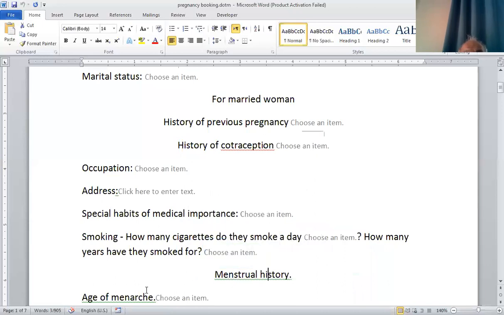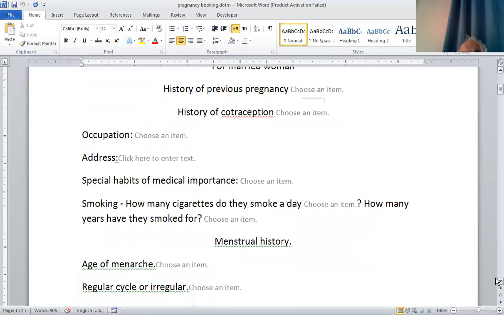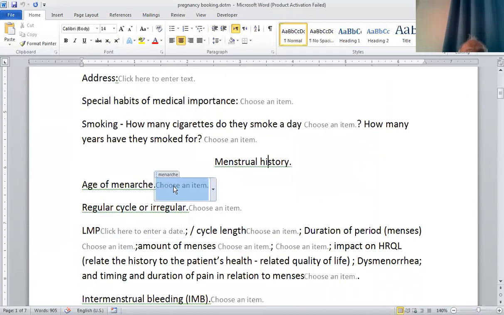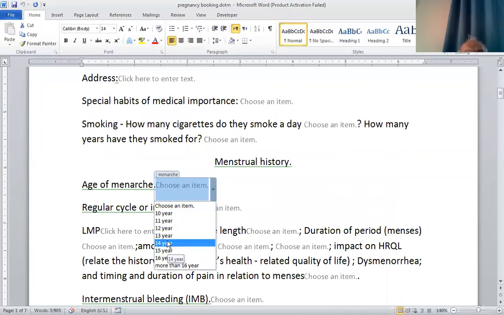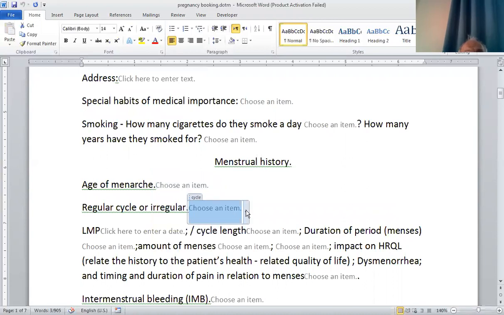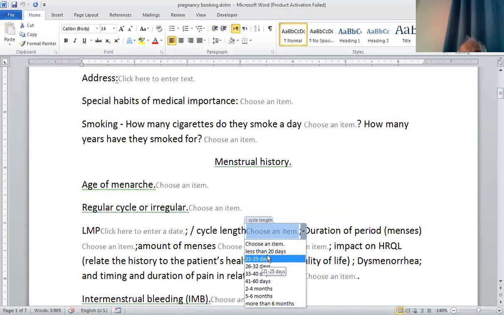And then we are going to take the menstrual history. When we discuss the menstrual history, we determine the age of menarche, which is from 10 to 16 years, and then whether the period is regular or irregular. Then we ask about the first day of the last menstrual period, and the length of the cycle: less than 20 days, 20 to 25, 26 to 32, 36 to 40, more than 40 to 60, and then 2 to 5 months, 6 months, and so on.